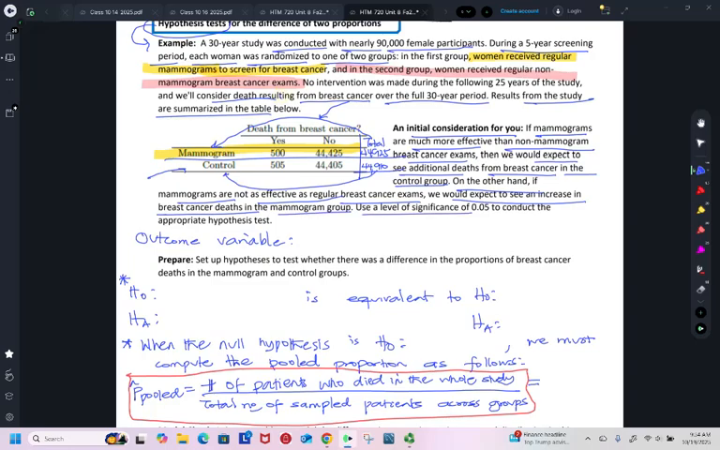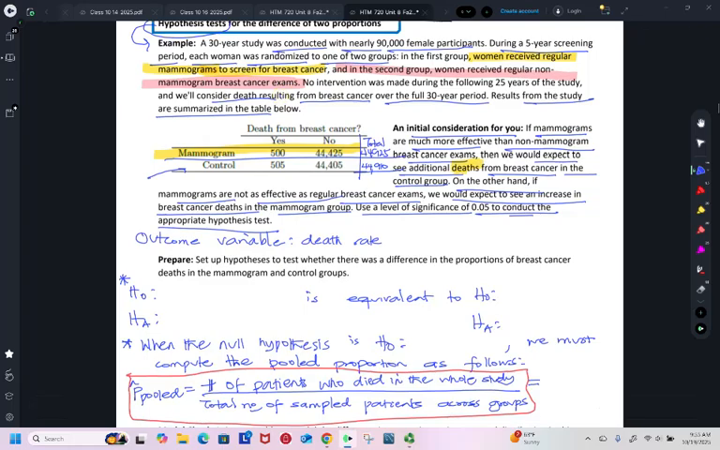Well, let's use a significance level of 0.05 to conduct the appropriate hypothesis test. Our first point of stop is what is the outcome variable that we're keeping track of. In this case, we're interested in the incidences of deaths in both groups. So the outcome variable is the death rate.